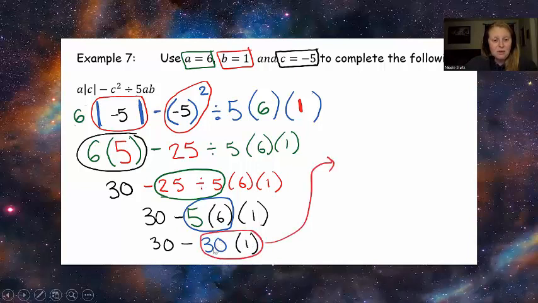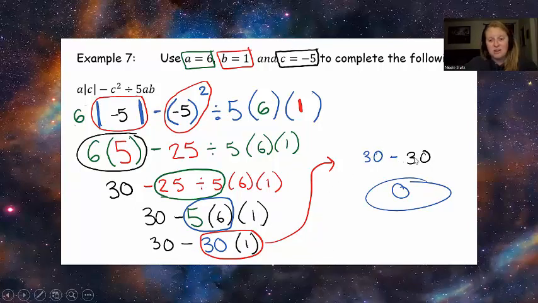Then we have to do regular 30 times 1 and get 30. And then copy the 30 and the minus. And of course, 30 minus 30 is 0. So all that work to get an answer of 0.